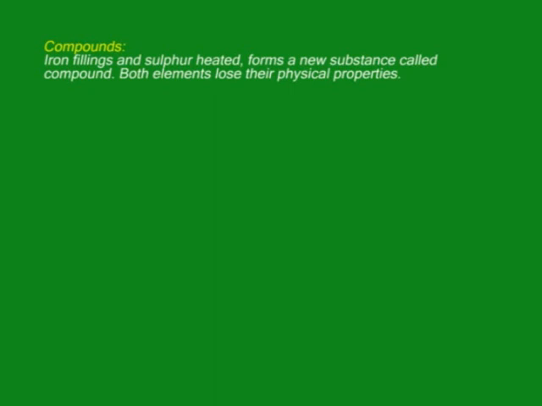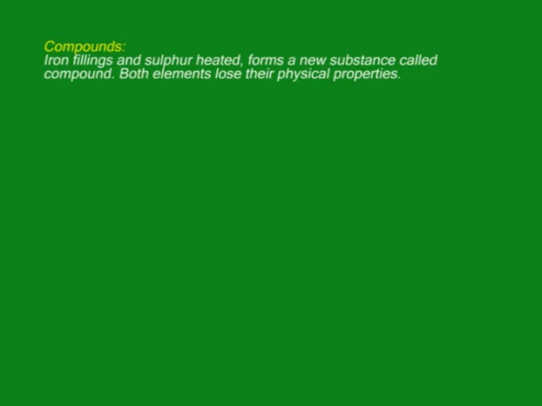Compounds. Previously, we saw that when iron filings and sulfur were mixed together, each entity retained its physical properties and could be separated by physical means, easily using a magnet. This was called a mixture.